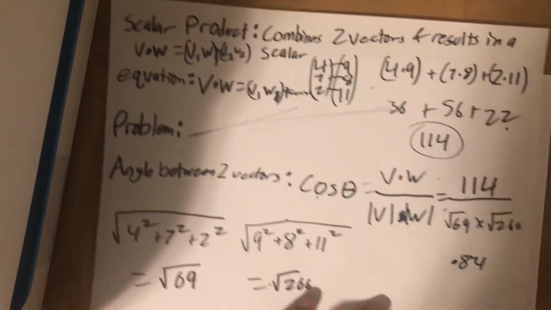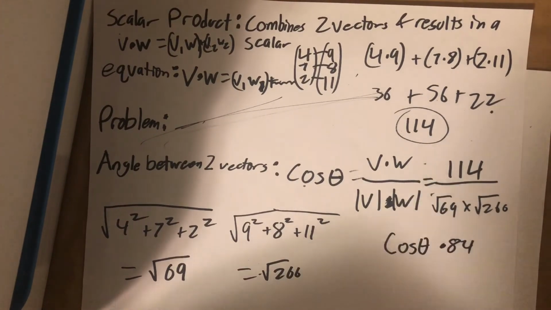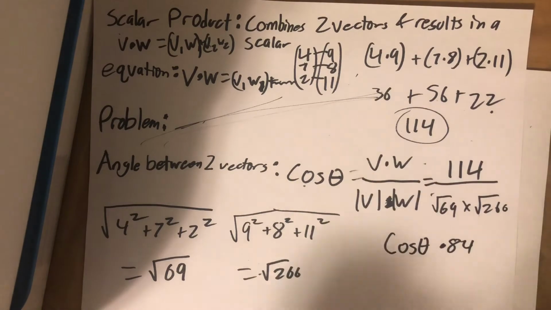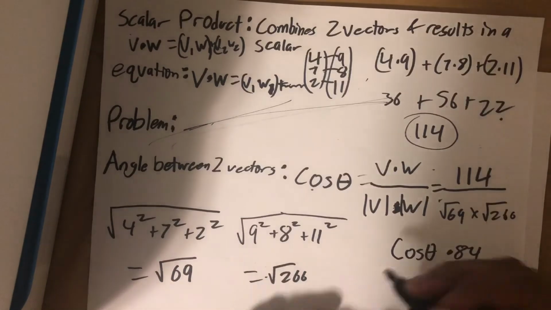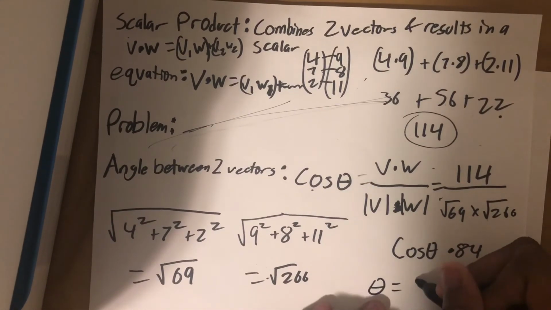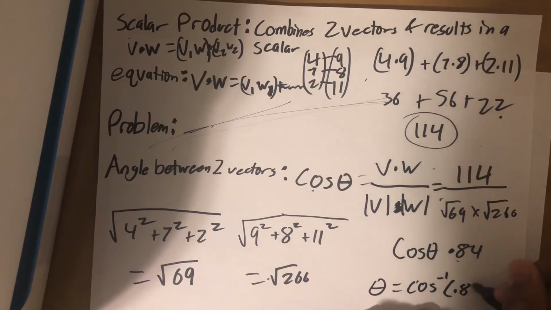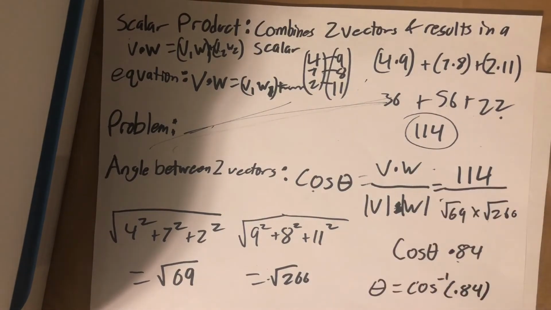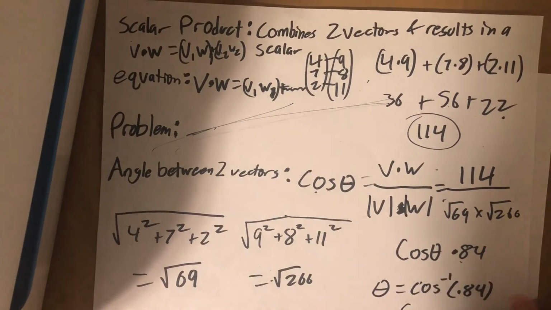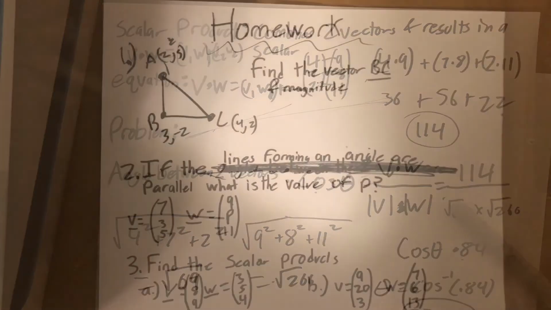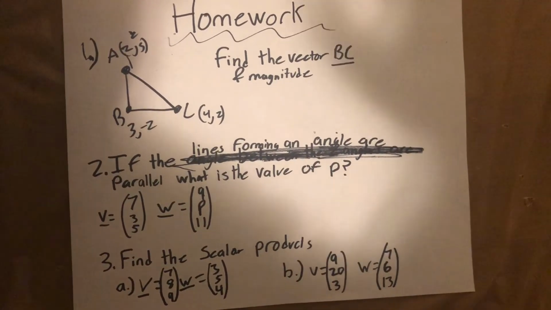So 0.84 is equal to cosine theta. We're trying to find theta, the angle between the two vectors, so we set theta equal to the inverse cosine of 0.84. When you plug that into your calculator, you get 32.86 as your answer. Okay, so this is the homework I'm leaving you with, and thank you for watching the video.